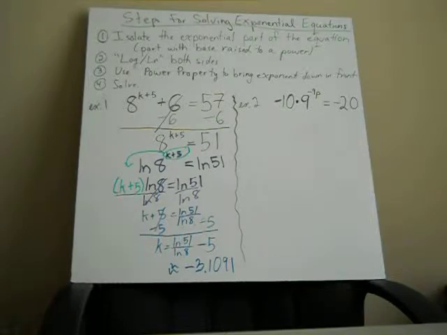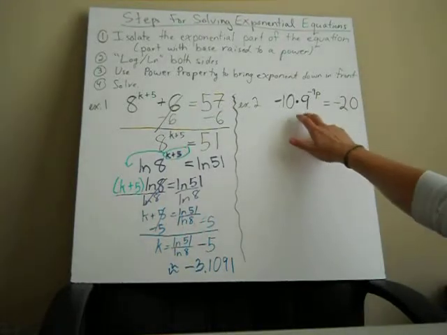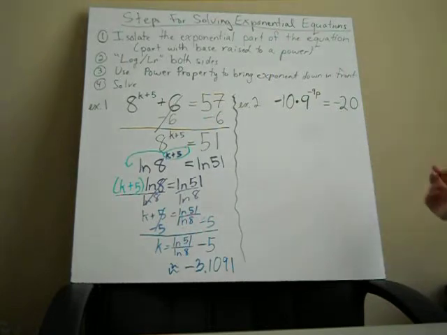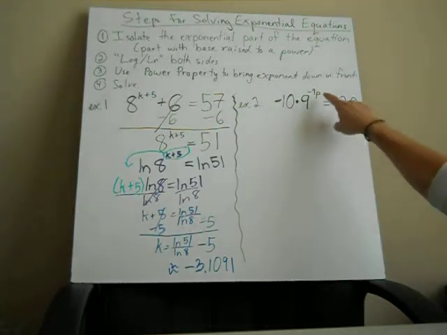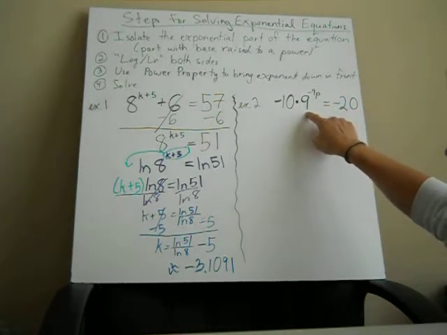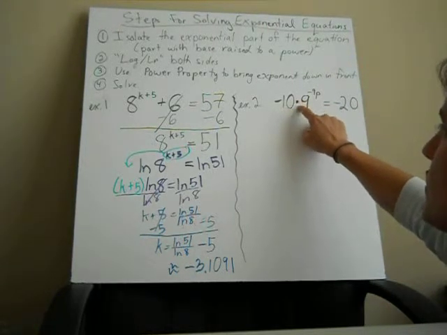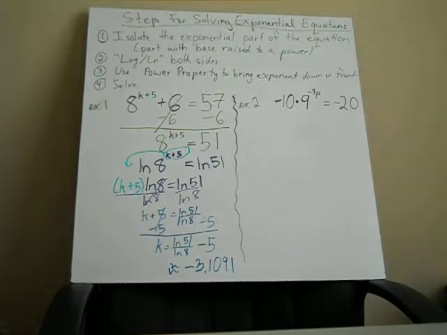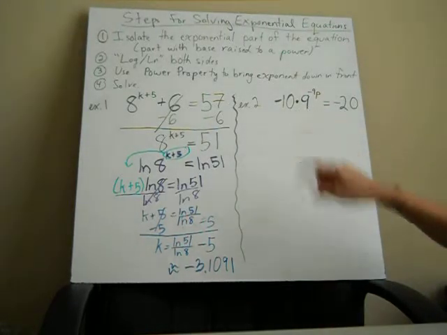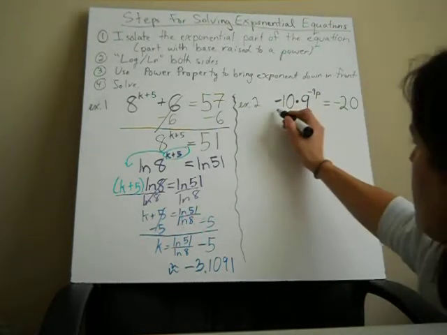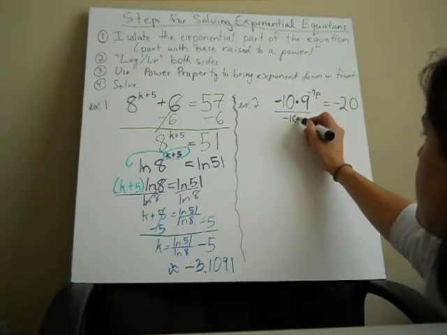Okay, example 2. Your first step is to isolate the exponential part of the equation. Well, our exponent is here, and we have the base of 9. So we want to get that base isolated. Negative 10 is being multiplied to it. So the inverse of multiplication is division, so we're going to divide both sides by negative 10.